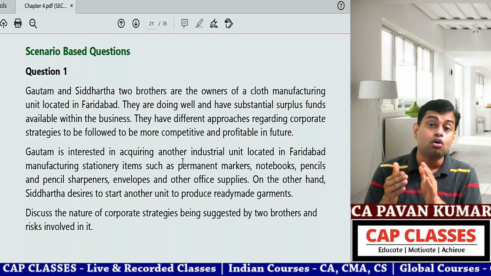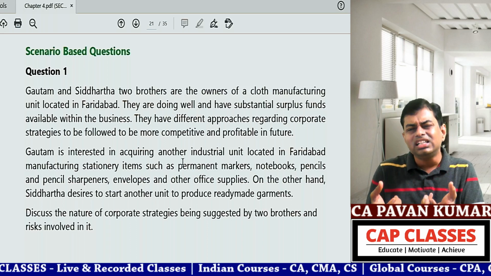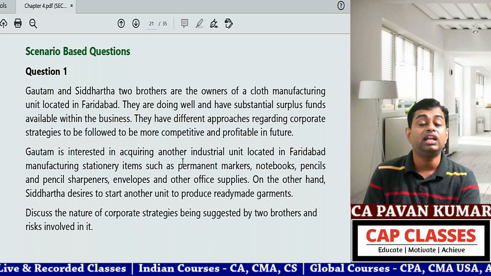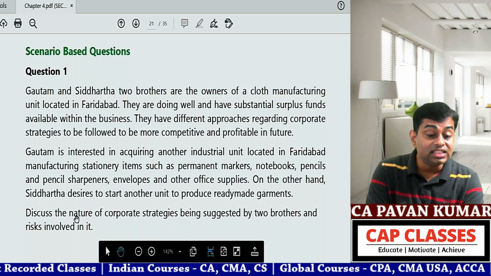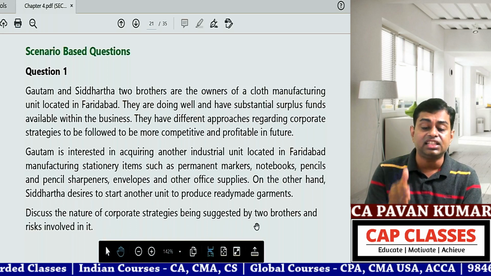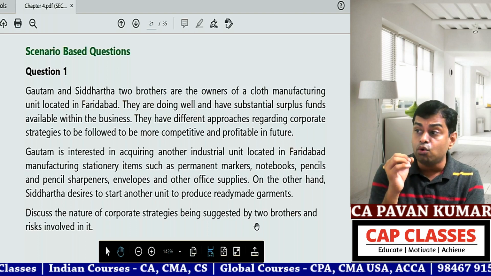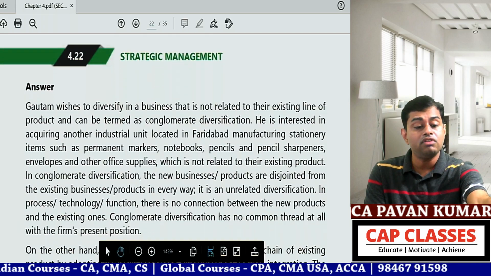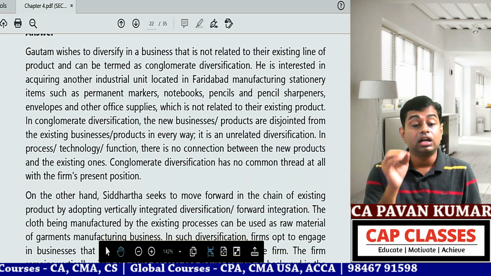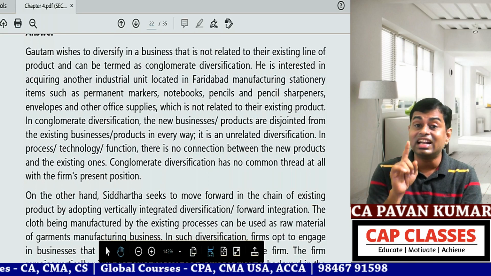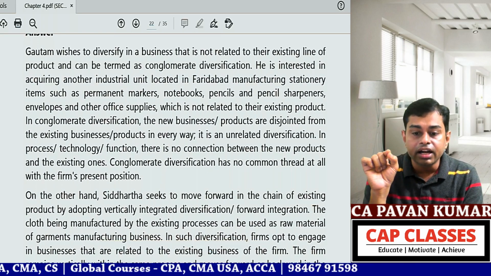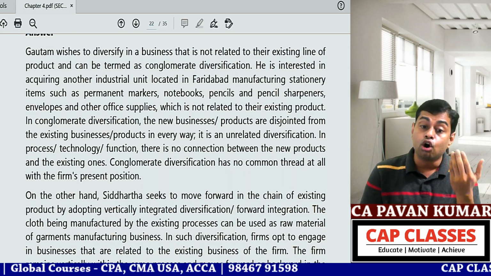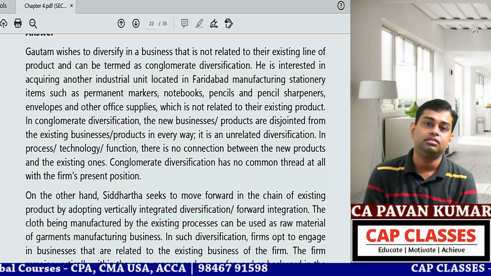In unrelated or conglomerate diversification, completely disjoint. What is the connection between office supplies and cloth manufacturing? No connection at all. That is unrelated conglomerate diversification. Discuss the nature of corporate strategies being suggested by two brothers and the risks involved in it. This is the question. We'll read the answer because analysis is over. Answer padenge hum. Gautam wishes to diversify in a business that is not related to their existing line of product, and can be termed as a conglomerate diversification.